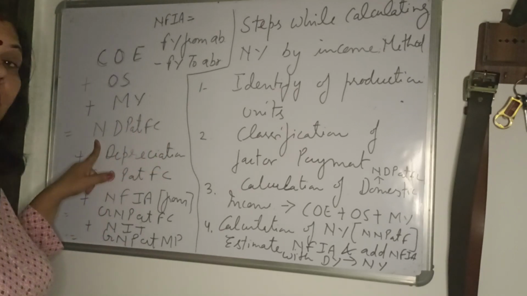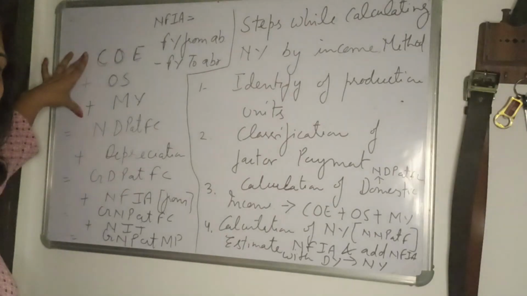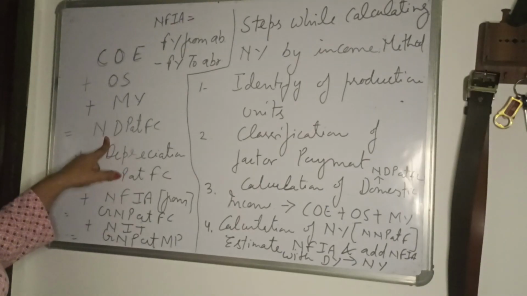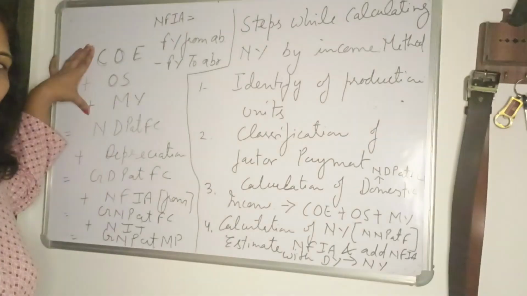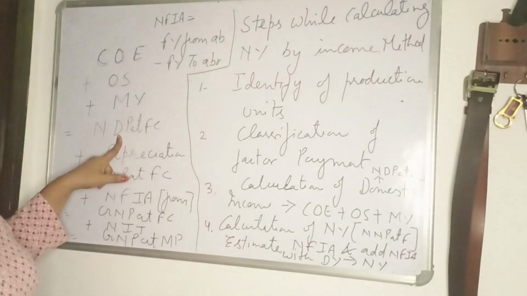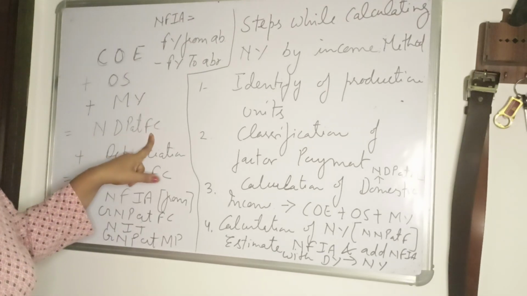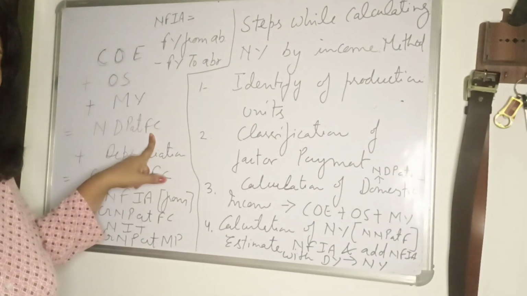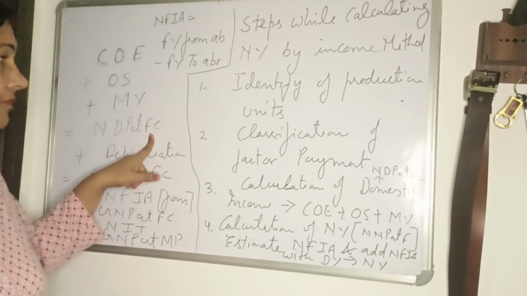Why is it NDP at FC? Because till now we have not added depreciation, so it is net. Till now we have not added net factor income from abroad, so it is domestic. Till now we have not added net indirect taxes, so it is at factor cost. We have only added domestic factor income.